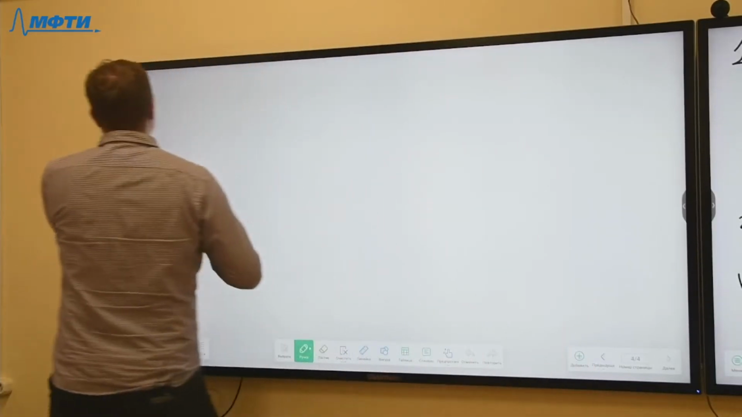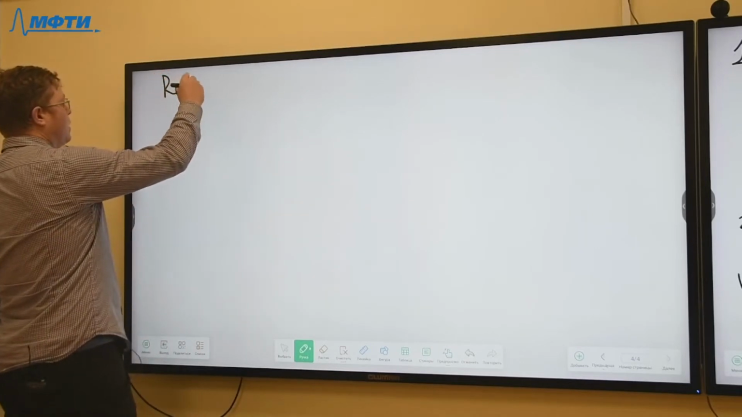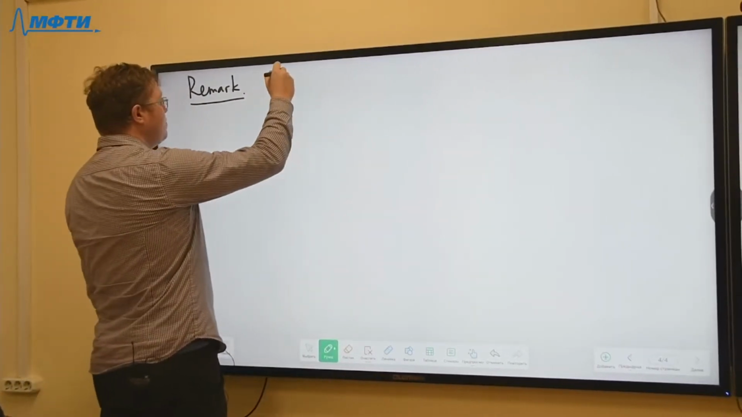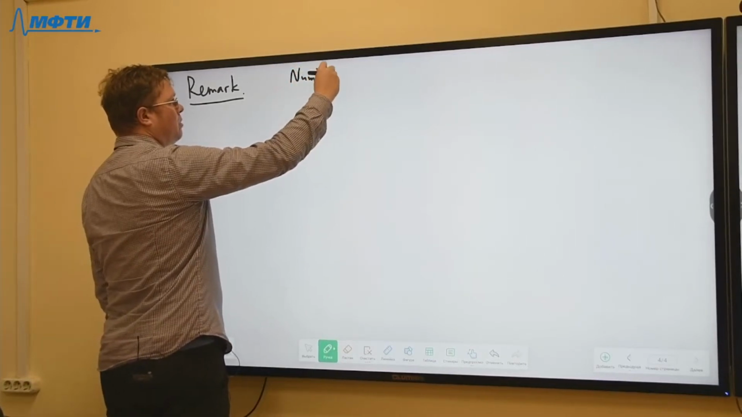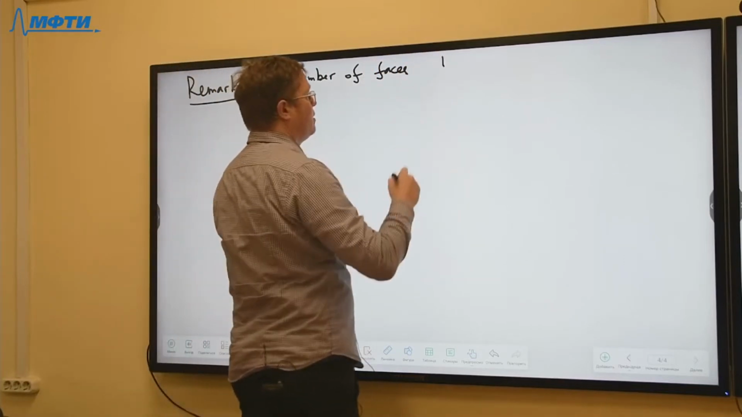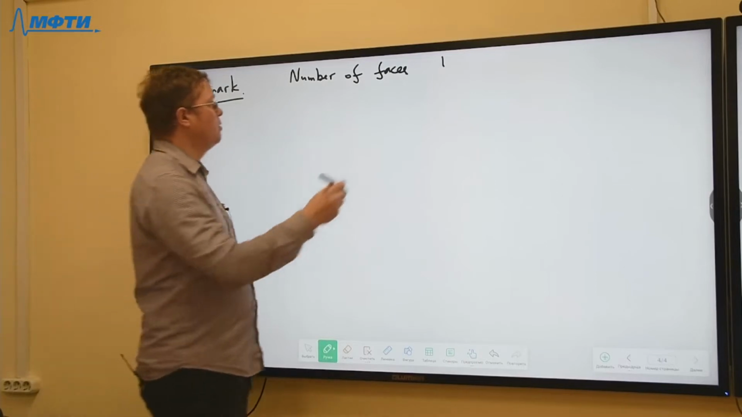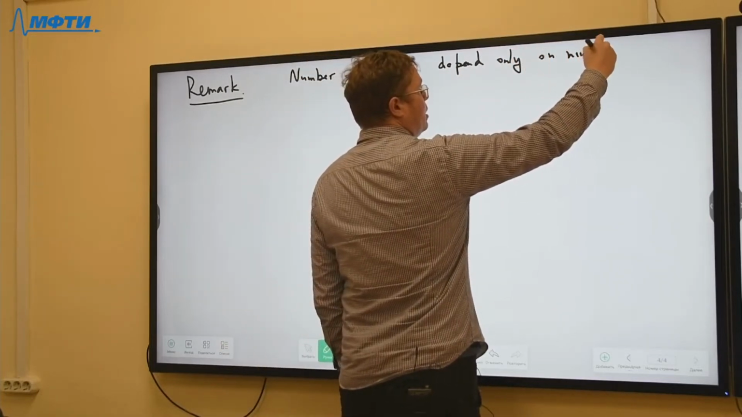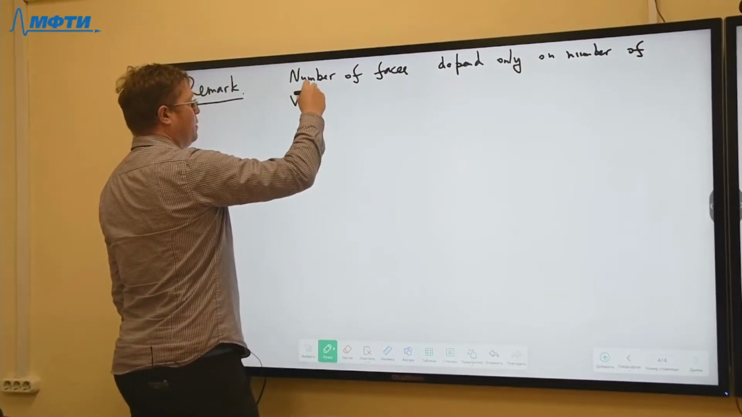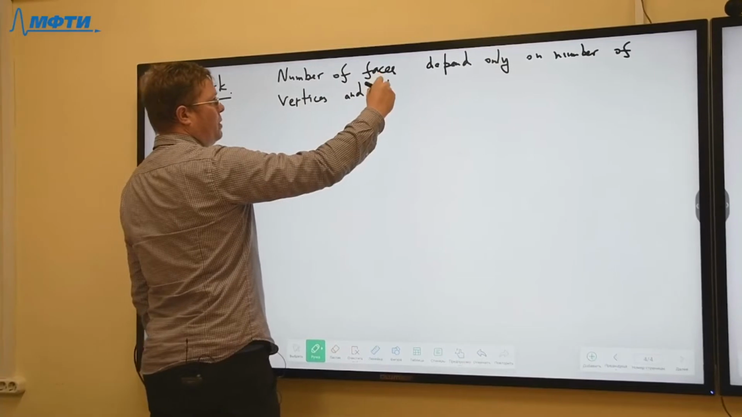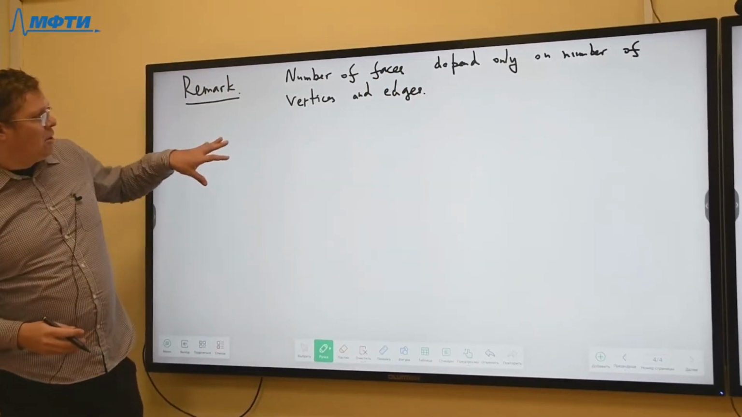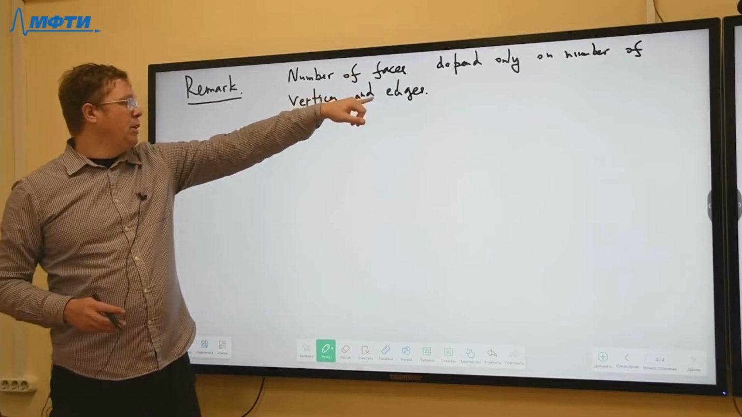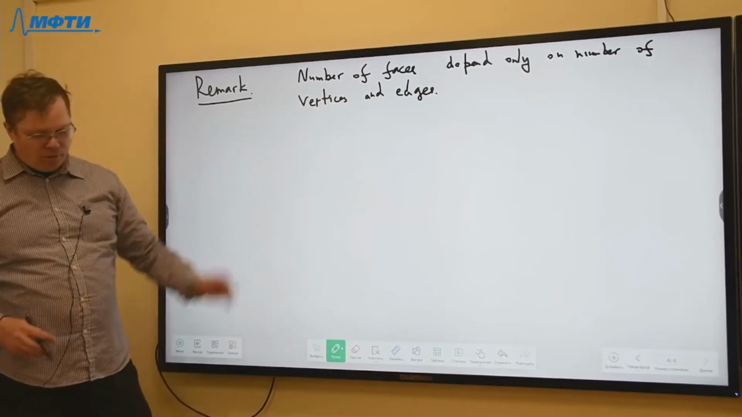So another remark: we proved the Euler formula, and it means that the number of faces of a drawing is an invariant of the drawing of the same graph. The number of faces depends only on the number of vertices and edges. So if you have the same graph, we can have different embeddings on the plane, but all these embeddings will have the same number of faces, because we have the same equality for V and E, so the number of faces will also be the same.